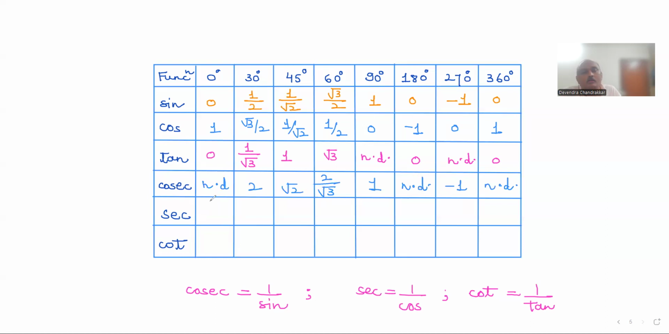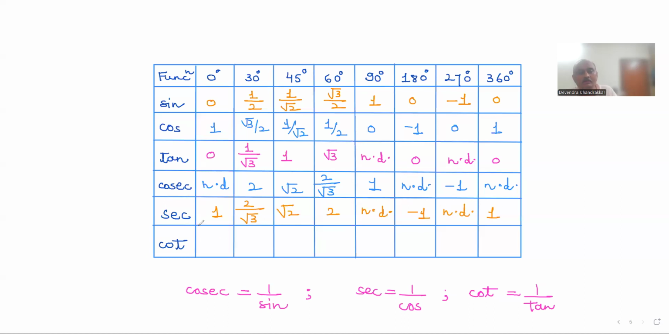This one. Sec. Sec is 1 upon cos. So this is 1. This is 2 over root 3. This is root 2. This is 2. This is not defined. This is minus 1. This is not defined. This is 1.